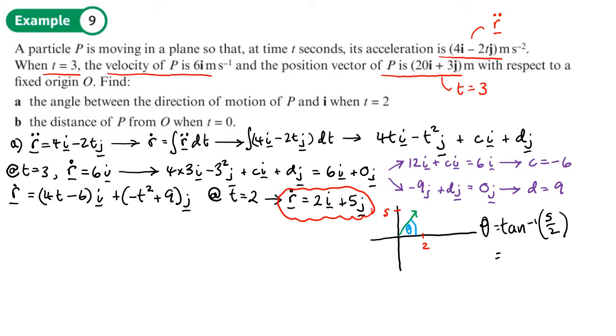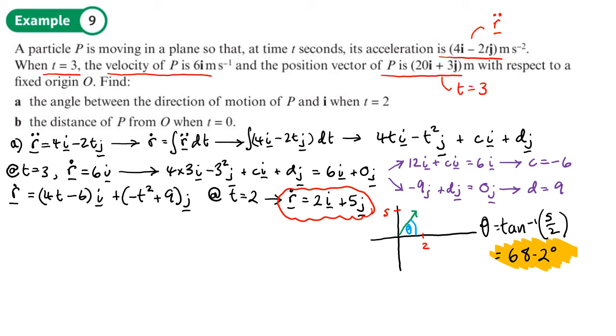Now if I do that, and remember we go back to degrees, so if you're in radians, make sure that you go back to degrees, and tan inverse 5 over 2, I get, to 1 decimal place for angles, 68.2 degrees. So 68.2 degrees, that's the angle it makes with the vector i at that particular time.